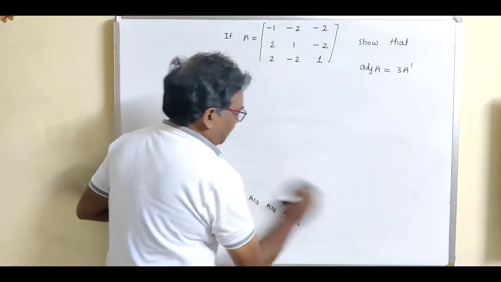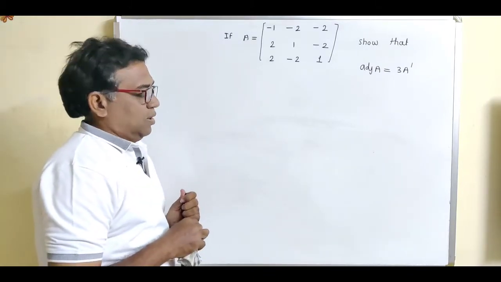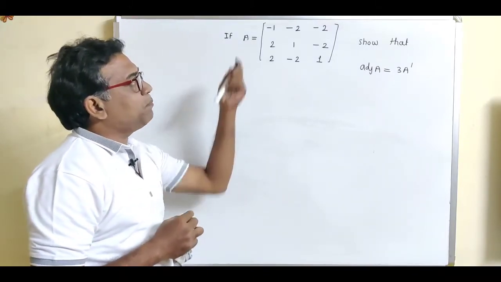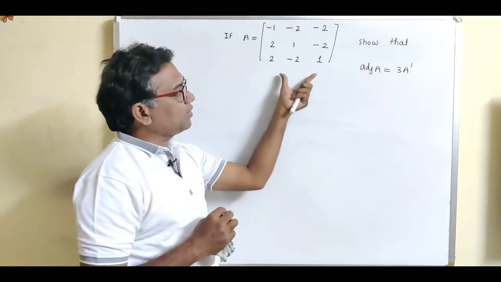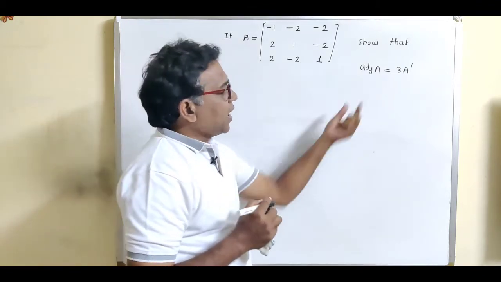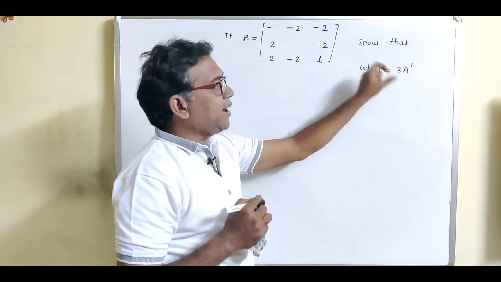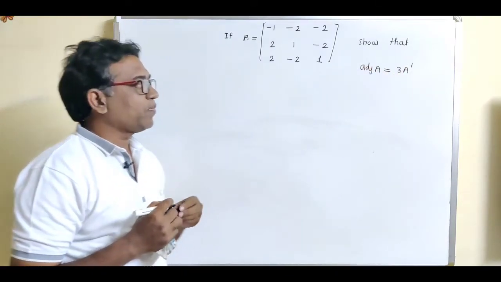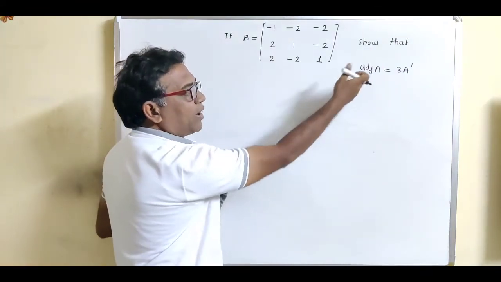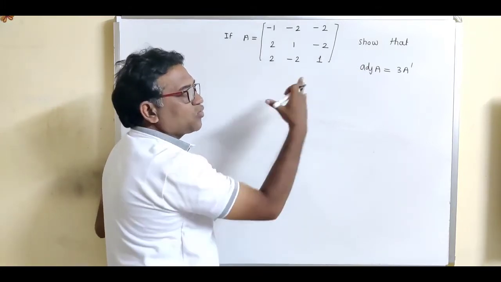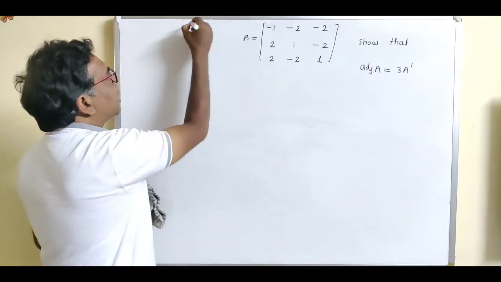Now see what is the given example. If A is equal to [-1, -2, -2; 2, 1, -2; 2, -2, 1], then the question is, show that adjoint of A is equal to 3 into A transpose. A dash is the notation for transpose. So this is the example. From the given matrix A, first of all find out the adjoint of A and show that that is equal to 3 into A transpose. So write down the solution.